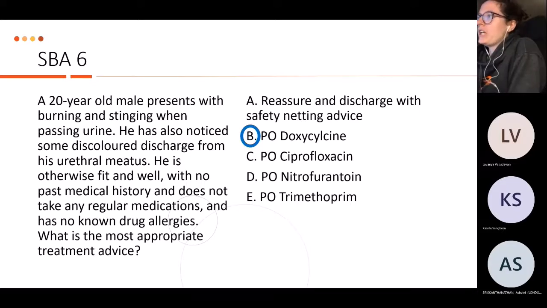C, ciprofloxacin is good for prostatitis in older men, or a UTI in an older male. And nitrofurantoin and trimethoprim are your classic UTI antibiotics for women, who can be pregnant but at different stages of pregnancy. But that's beyond the scope of this talk.